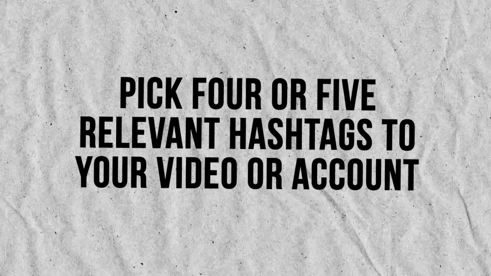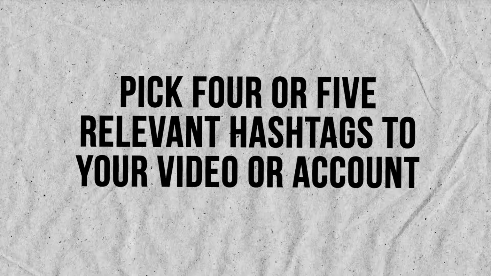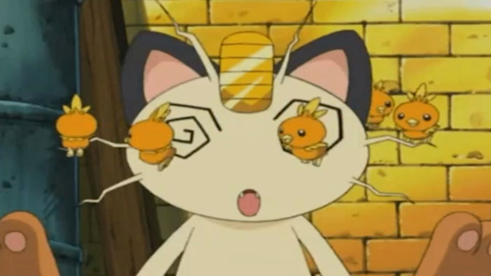So just pick 4 or 5 of them that are relevant to the video and what your account is about, and that's it. Because if you're using way too many more, you're actually just going to end up confusing the algorithm further. So just use a few of them and then move on to the rest of the description.